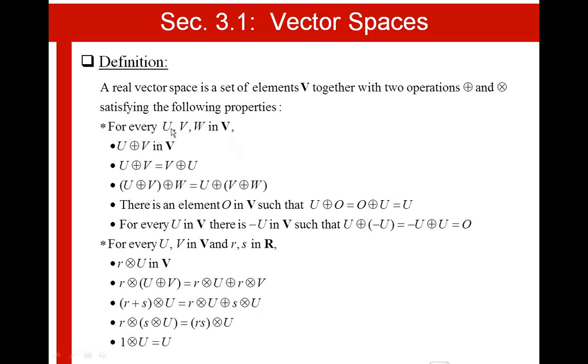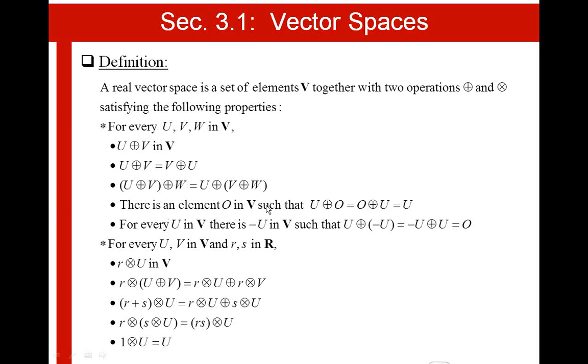Therefore, for every vector u, v, and w in the vector space V, we have u plus v in V. Therefore, any two vectors, when we add them together, the outcome must be in V. What we can say here is that V is closed under addition. Also, we have u plus v is equal to v plus u, which means that addition is commutative. Also, we have (u plus v) plus w is equal to u plus (v plus w). Therefore, addition also is associative.